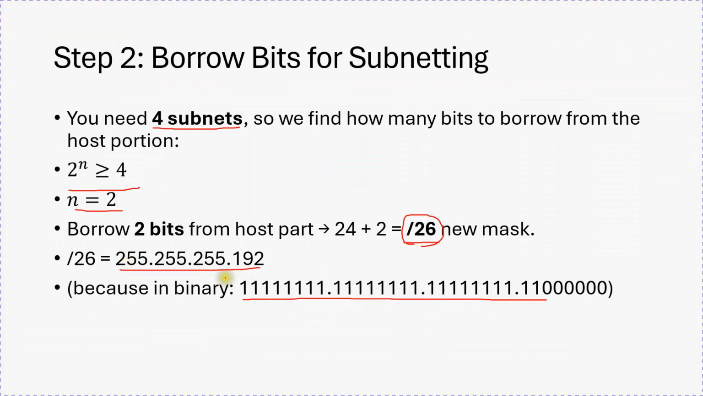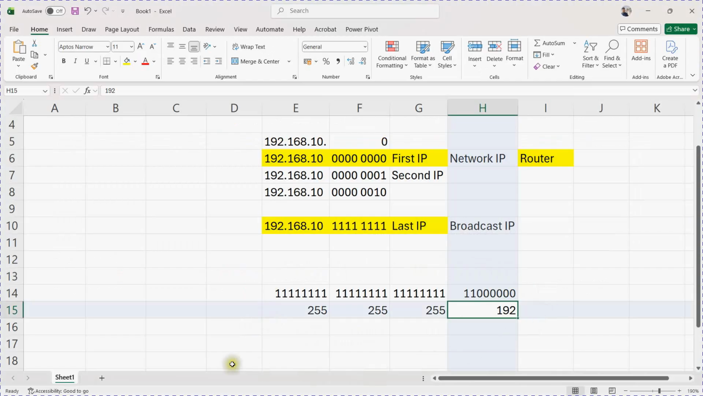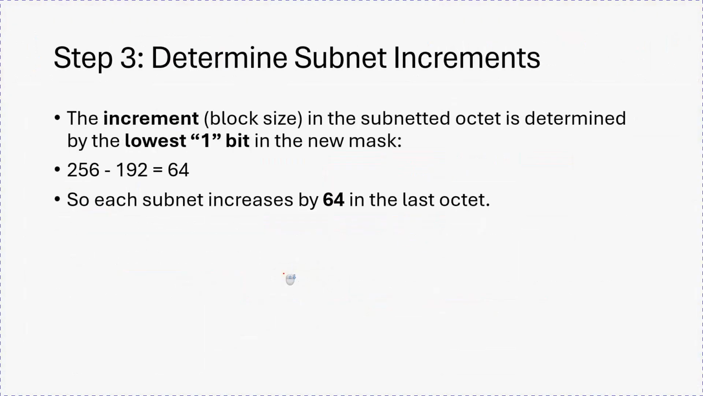You are going to use it here. This is the way you are going to calculate. You must calculate the subnet mask. Right now you are going to subtract 192 from 256, which gives 64. So here you have 64 hosts, which means you can create 64 IP addresses.